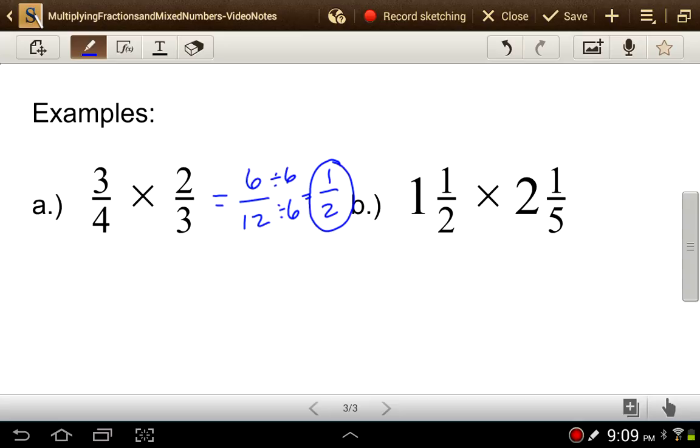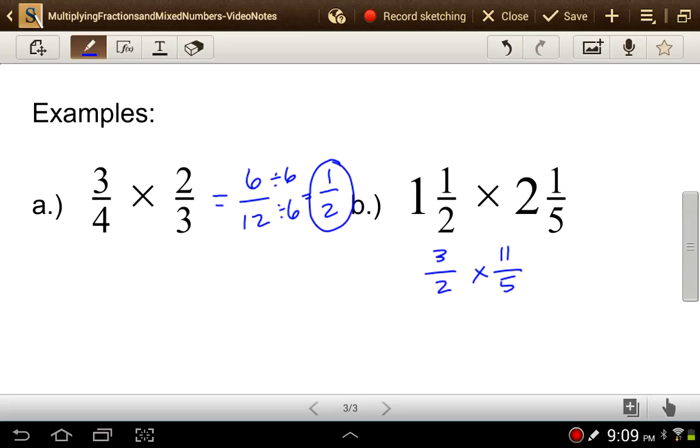For B, I do have mixed numbers here. I cannot do 1 times 2, so I'm going to convert them to improper fractions. Remember, to convert them to improper fractions, I multiply denominator times whole number plus the numerator. So 2 times 1 is 2, plus 1 is 3. So I get 3/2. Times, and then for here, 5 times 2 is 10, 10 plus 1 is 11. So that's 11 over 5. The denominator stays the same when you convert them, remember.